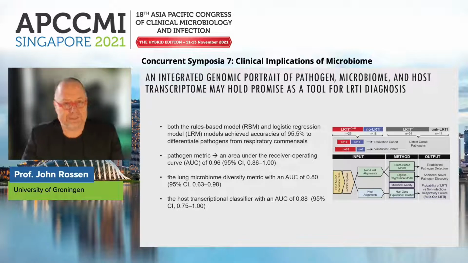When they looked at the different outcome metrics, they found that the pathogen metric had an area under the receiver operating curve of 95%. So this performed more or less the best. The lung microbiome diversity metric showed the least, I would say, with an area under the curve of 0.8. So the host transcriptional classifier had an intermediate performance.